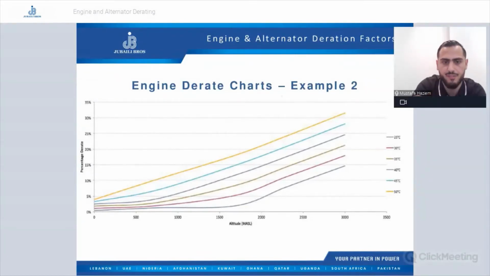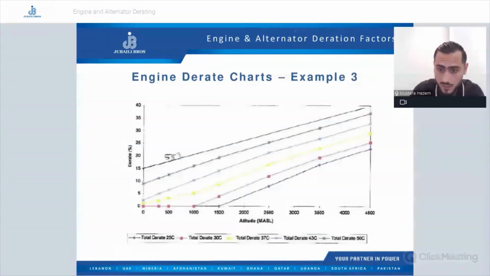So if we are operating at 50 degrees Celsius and 0 meter altitude, you already have a derating. Another example of an engine has a high derating percentage. Here, the black line is indicating 55 degrees Celsius. At sea level, it's already having a 15% drop in efficiency. So if this graph is for a 100 kVA engine, it will give you 85 kVA at 55 degrees at sea level. If we go up to 2,000 meters, it will have around 25% decrease in efficiency.